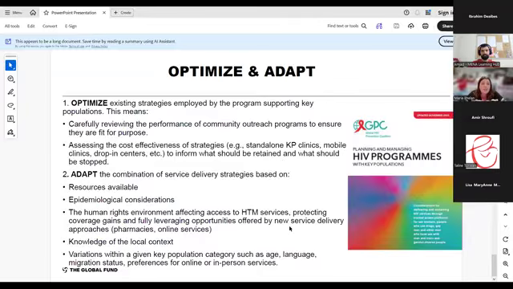Protecting coverage gains that have been made, and fully leveraging opportunities by potential new service delivery approaches, pharmacies, online services, and others. Knowledge of the local context will be key in adaptation. Communities bring that local contextual knowledge and have that first line response, understanding of what the barriers are to services and what adaptations would work for populations, and variations within any given key population category. This could be age, language, migration status, preferences for online or in-person services.